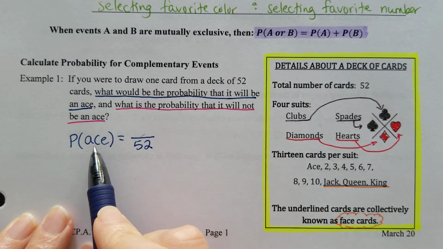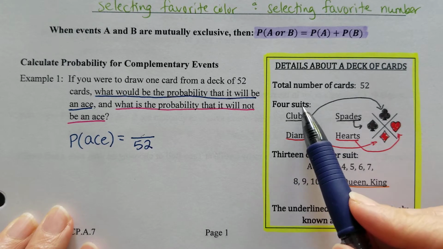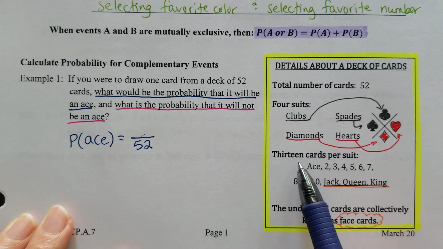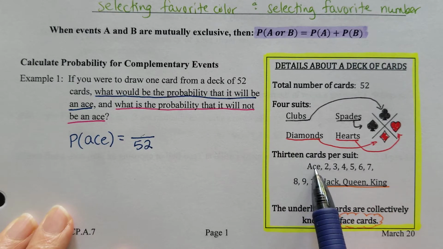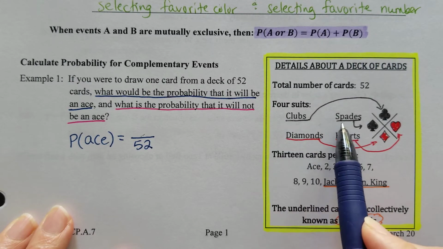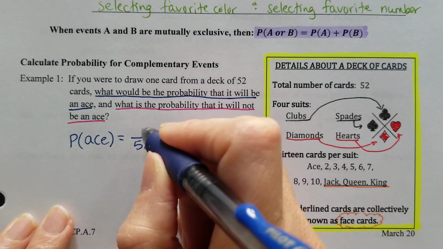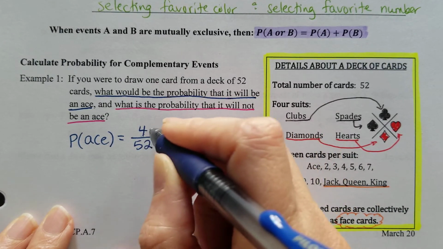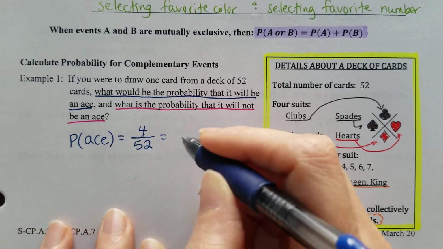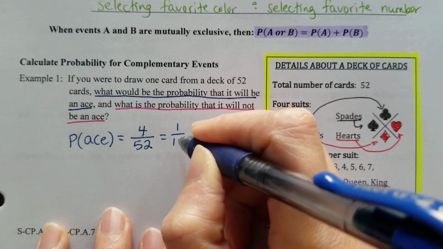And to figure out how many aces, I'm going to come over here. So there are 4 suits, and each suit has these 13 cards, which means there would be 4 aces in the deck because I have an ace of clubs, ace of spades, ace of diamonds, ace of hearts. So that would be 4 out of 52. Please remember that you should reduce your fractions. 4 over 52 reduces down to 1/13.